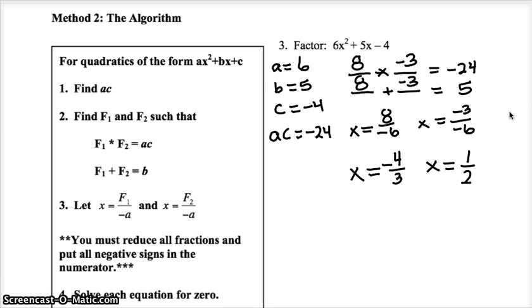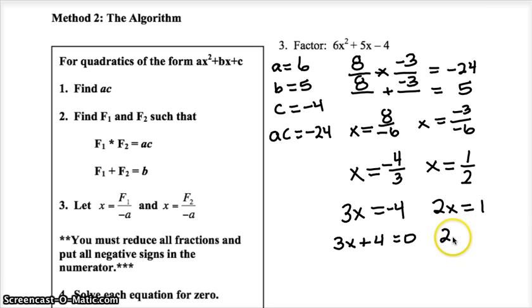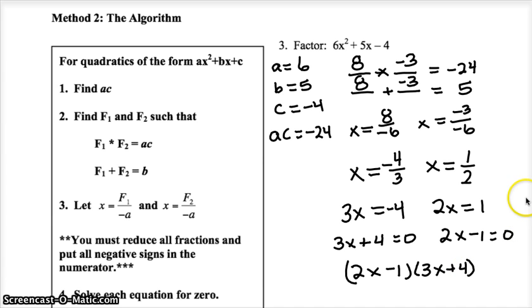Alright, our last step to actually find the factors is to solve for 0. Or in other words, get everything on the same side as x. So for our first equation, that means multiplying both sides by 3, and then adding 4. For our second equation, that means multiplying both sides by 2, and then subtracting 1. There you have it, our two factors. Voila! Let's try it again.